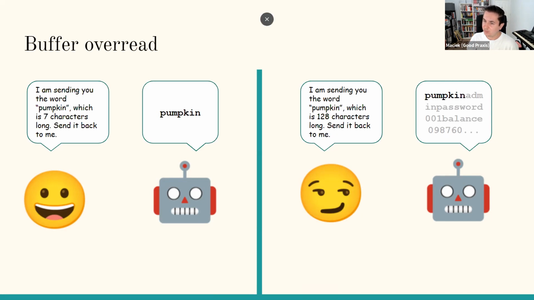But what if I say, I am sending you the word pumpkin, which is 128 characters long, send it back to me. Now the server, it's just a server, it's silly. It'll be like, okay, here's the word pumpkin. But since I told the computer the word pumpkin is 128 characters long, even though that's made up, the computer didn't know, so it just keeps telling you things that it has in its mind. It could be admin passwords, it could be some additional data that was in memory. Imagine you don't stop talking, you just start saying everything you have in your mind, like a stream of consciousness. This is actually how it worked.